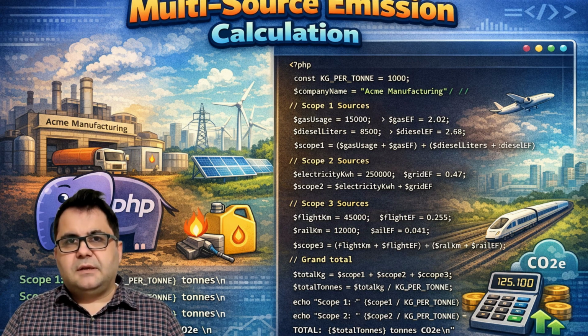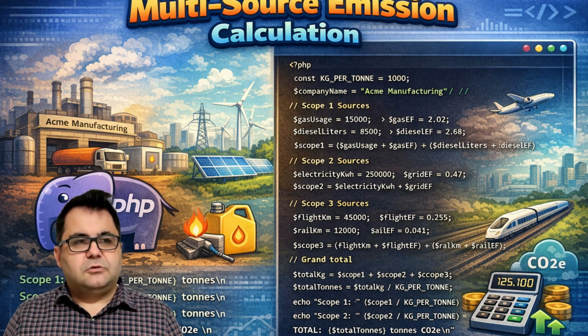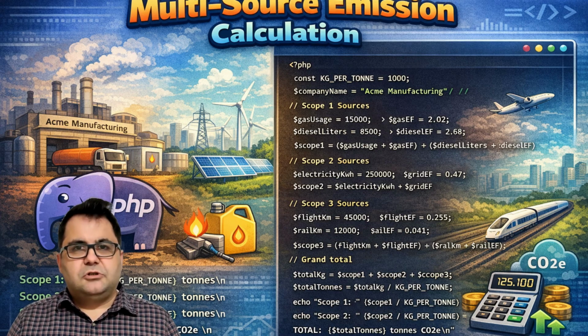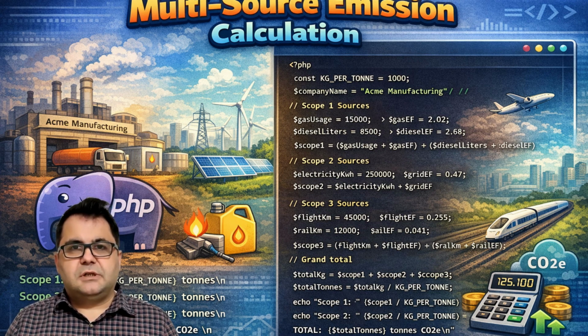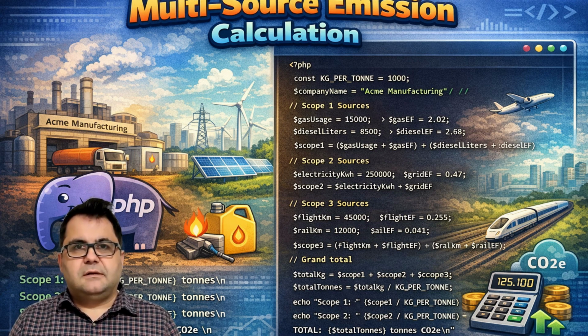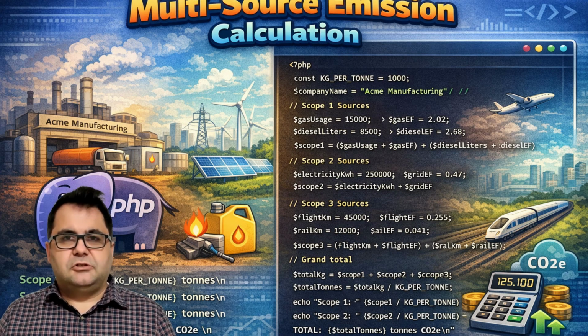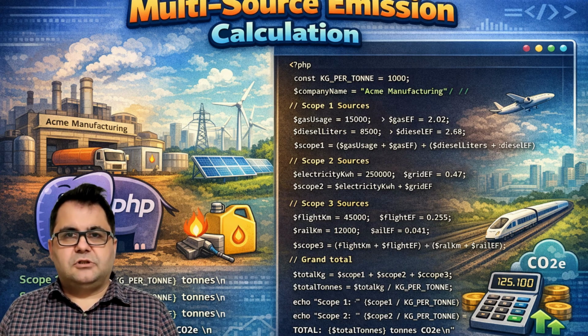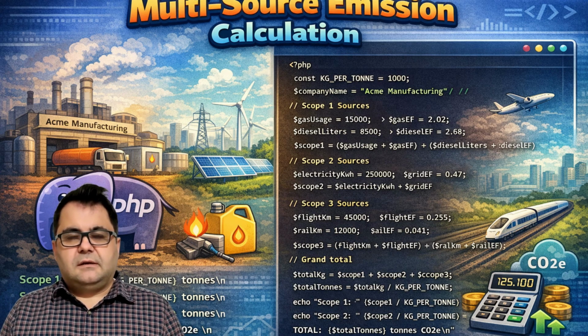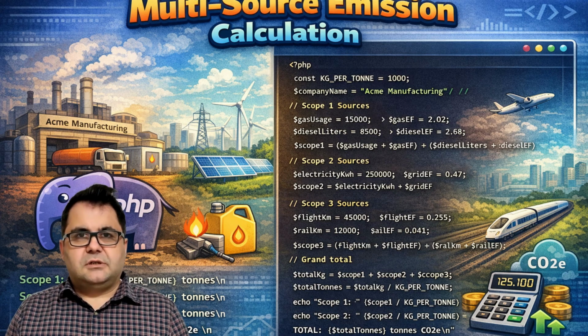For Scope 1, we have a natural gas boiler and diesel vehicles. For Scope 2, purchased electricity. For Scope 3, air travel and rail travel. Each source gets multiplied by its emission factor, and we sum within each scope. Then we add all three scopes for the grand total. Notice how parentheses keep the arithmetic clear.